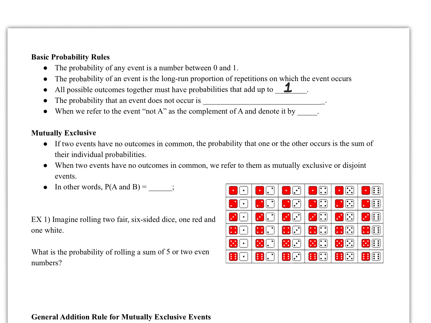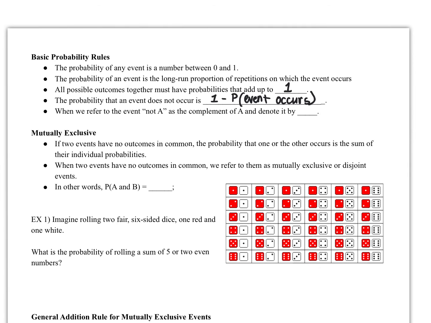So if we go back to our heads and tails, probability of landing on heads, 0.5. Probability of landing on tails, 0.5. Add them together, you get 1. The probability that an event does not occur is 1 minus the probability that it does occur. Which makes sense. If I say the probability that a coin lands on heads is 50%, in order to get to the remaining 50%, the probability it doesn't occur is 1 minus that.